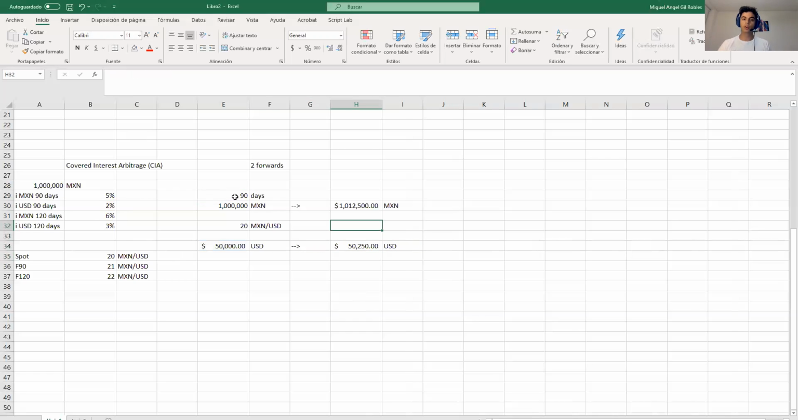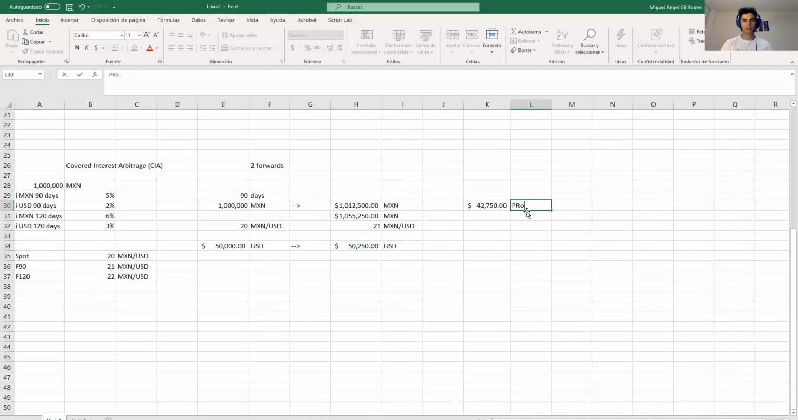And finally, I need to come back to Mexico. Which rate will I use? I need to use a forward rate, but which one? 90 days or 120? 90 days. 90, because you are doing the 90-day simulation. So finally, the last thing to do is to multiply this times 21, and we make some profit. So I need to subtract this minus this, and this will be a profit in pesos, right?